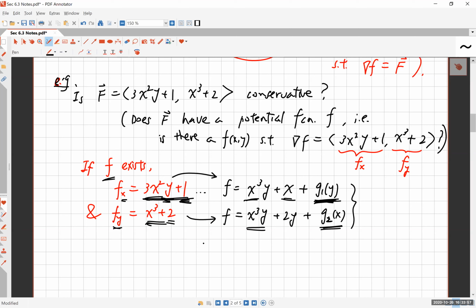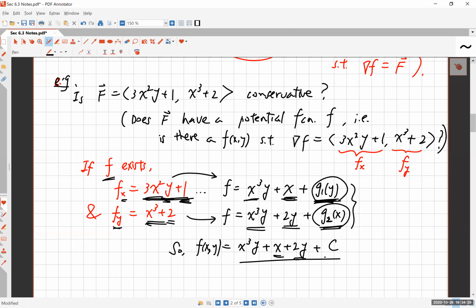So can you think of a function of xy that looks like both of these? Yeah, there is something, right? So x cubed y plus x plus 2y. Now remember, x must be here because of this first condition. 2y must be here because of the second condition. Having x is okay under the second condition because that can be included here. 2y is okay because that can be included under G1, right? You could also have a constant. All right, so this is a general statement or general antiderivative, or more precisely, a potential function for capital F.